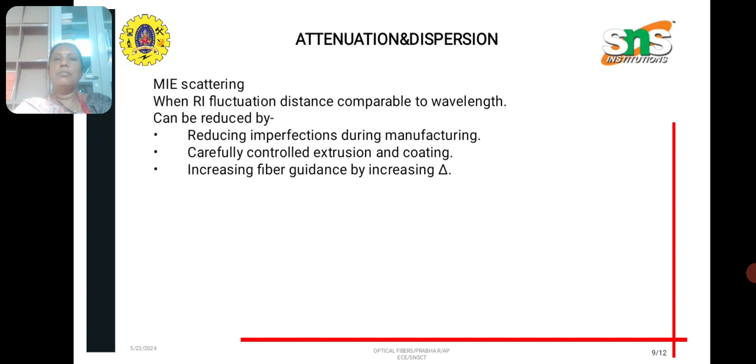Here the fluctuation distance is comparable to wavelength, and this Mie scattering can be reduced by various methods. One is we can reduce the imperfection due to manufacturing, and carefully controlled extrusion and coating will reduce the Mie scattering effects, and increasing the fiber guidance by increasing the delta value is also another method which is used for reducing the Mie scattering.